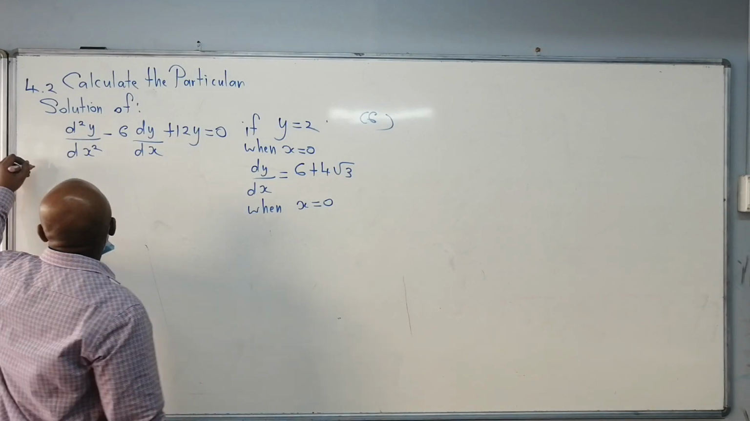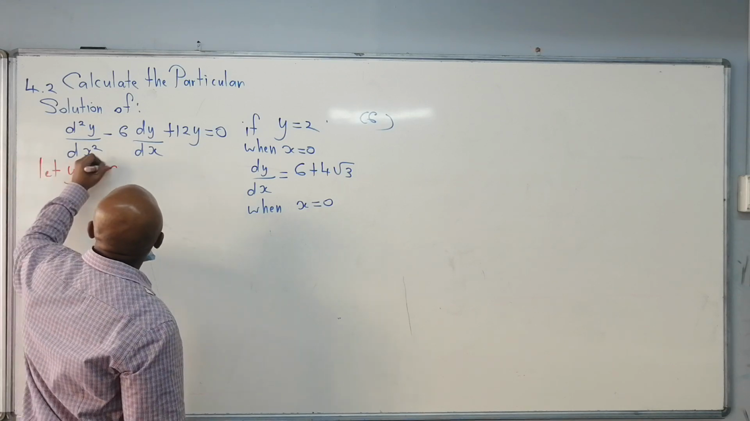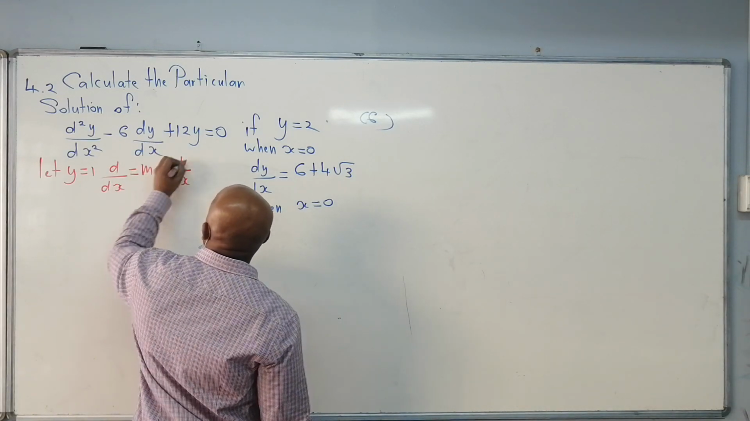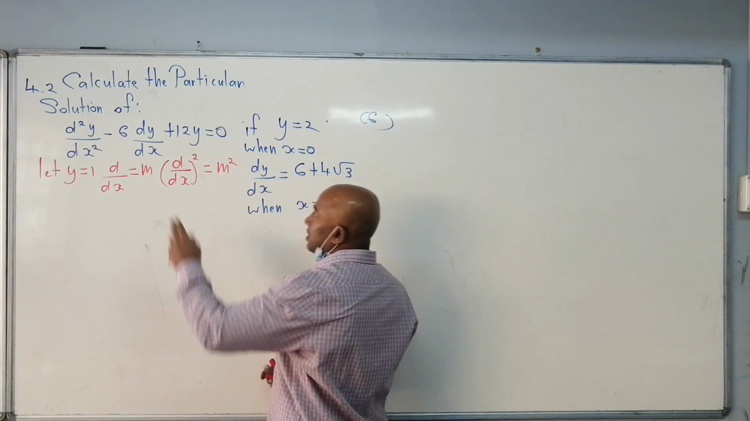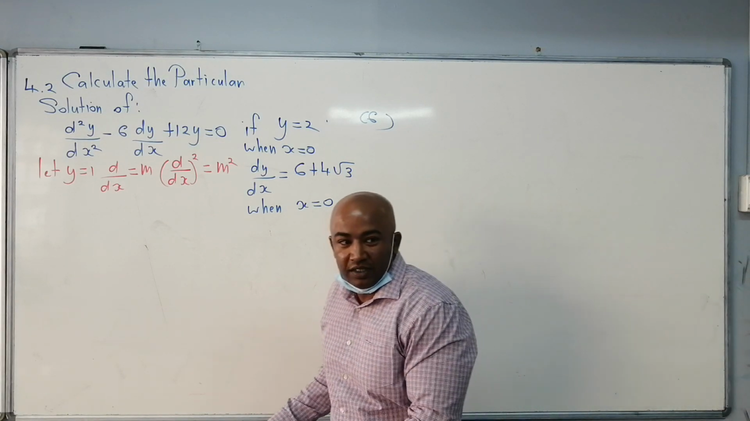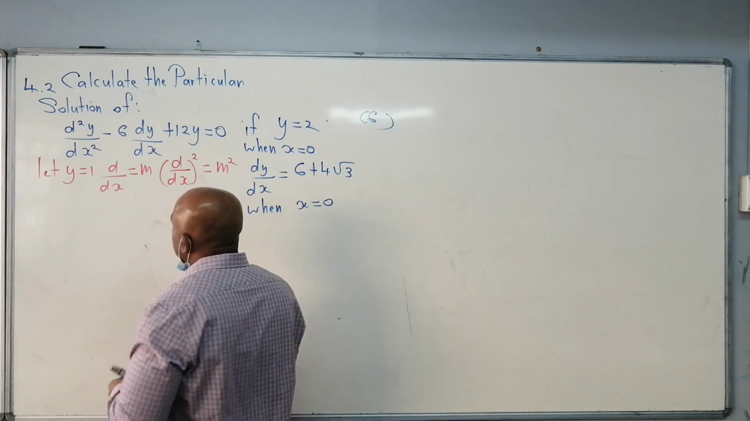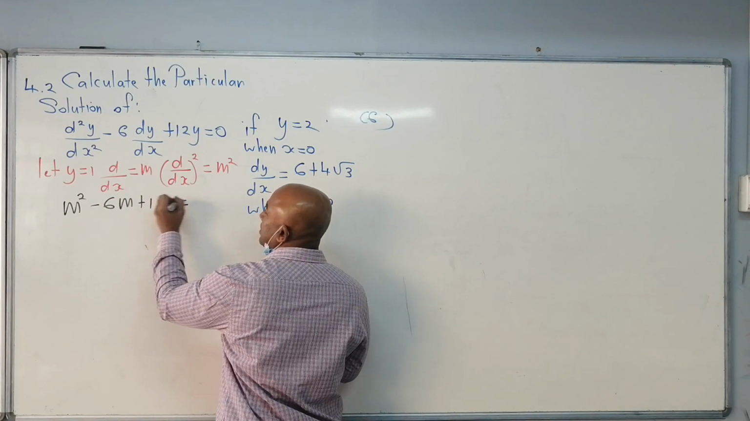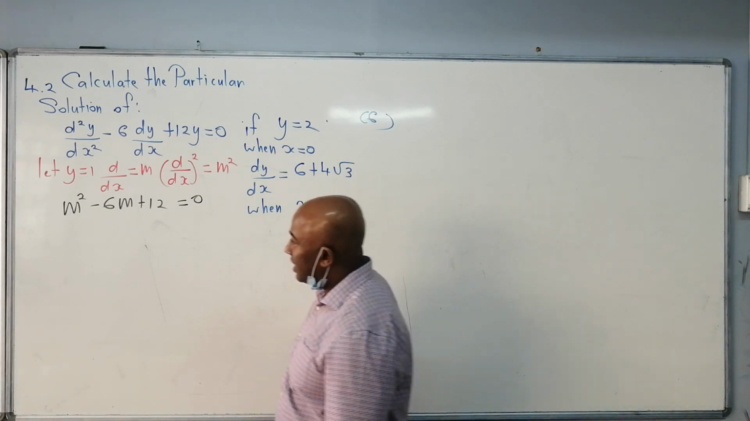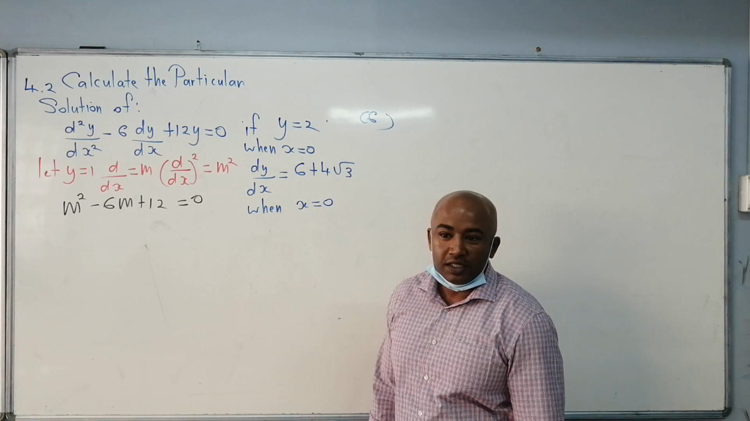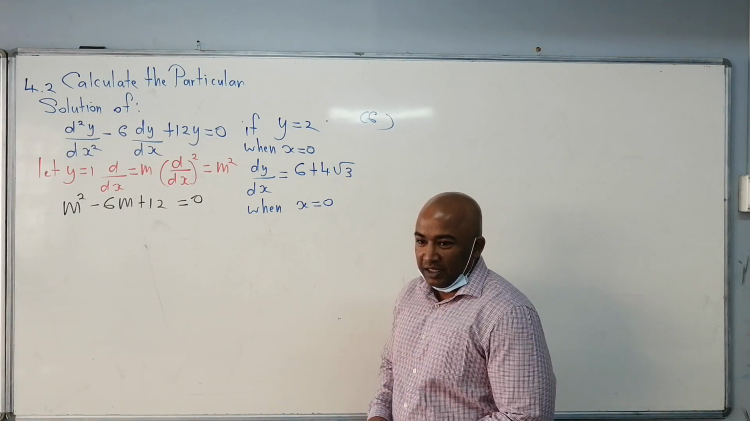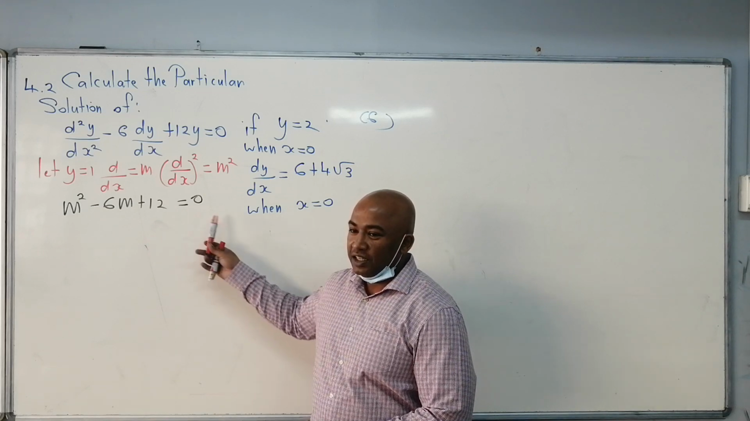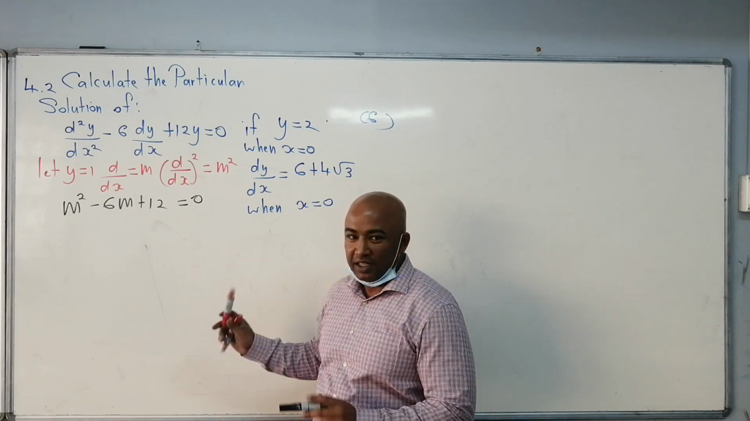So what I can do is let y equal to 1, d over dx equal to m, and d over dx all squared equals m squared. We know the right hand side is already 0. We normally make it equal to 0, but this time it is given to us as 0. So now that can be m squared minus 6m plus 12 equal to 0. We form a quadratic, factorize if it's possible, or we can use the quadratic formula. Right, so can this be factorized? Factors of 12: 4 and 3, 6 and 2, 12 and 1. This doesn't look like it can be factorized, am I right?